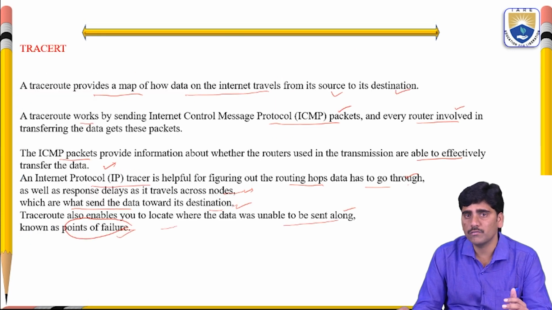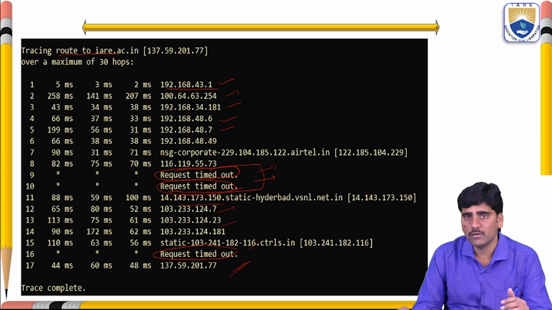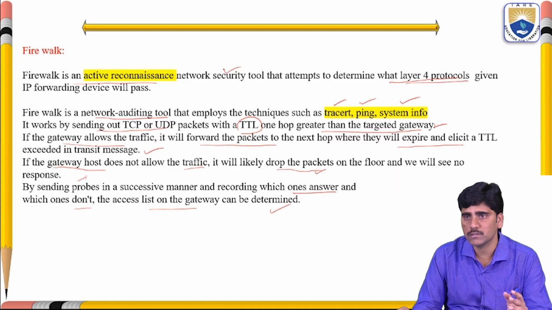The traceroute command is used to display information about the routers, which router takes a certain time to transmit the data from source to destination, and the maximum number of hops, how many hops are used, and it displays the messages with the help of ICMP messages. And the technique of firewalking. What is meant by firewalking? It is a type of active reconnaissance technique which uses techniques like traceroute, ping, and system information commands.